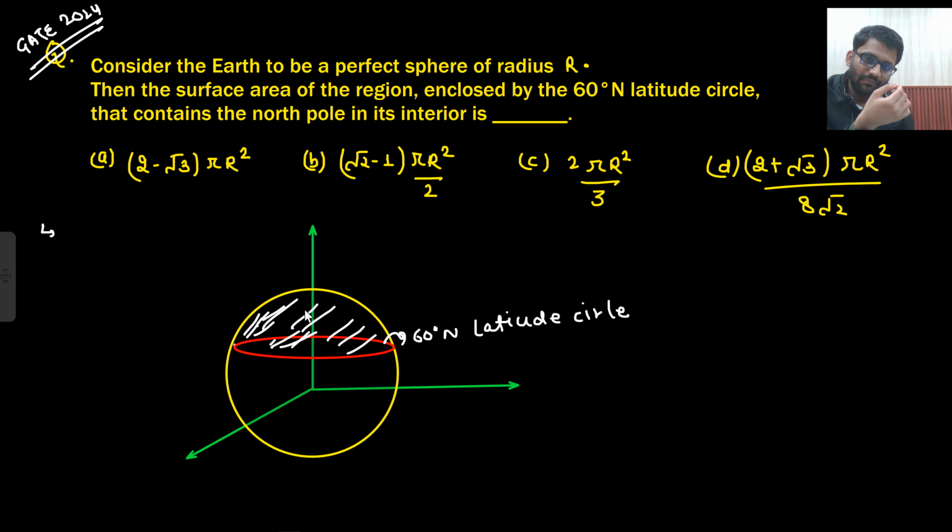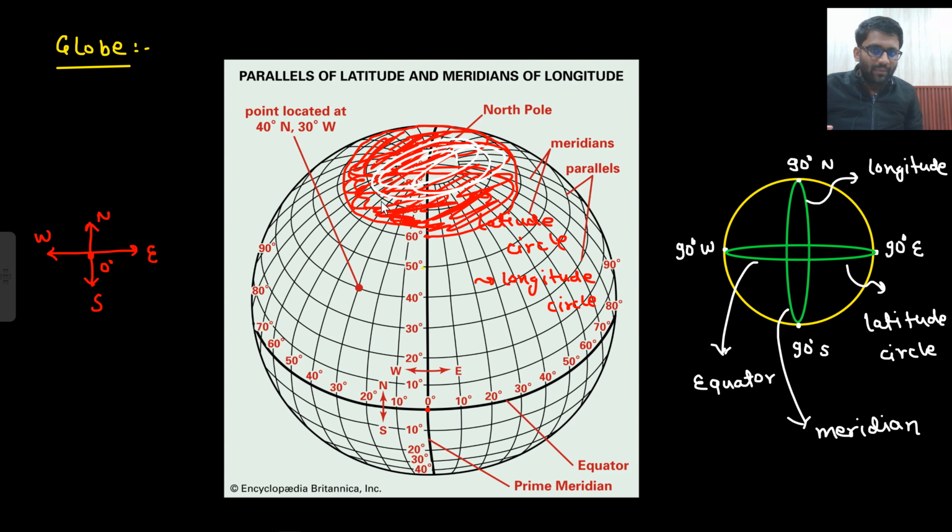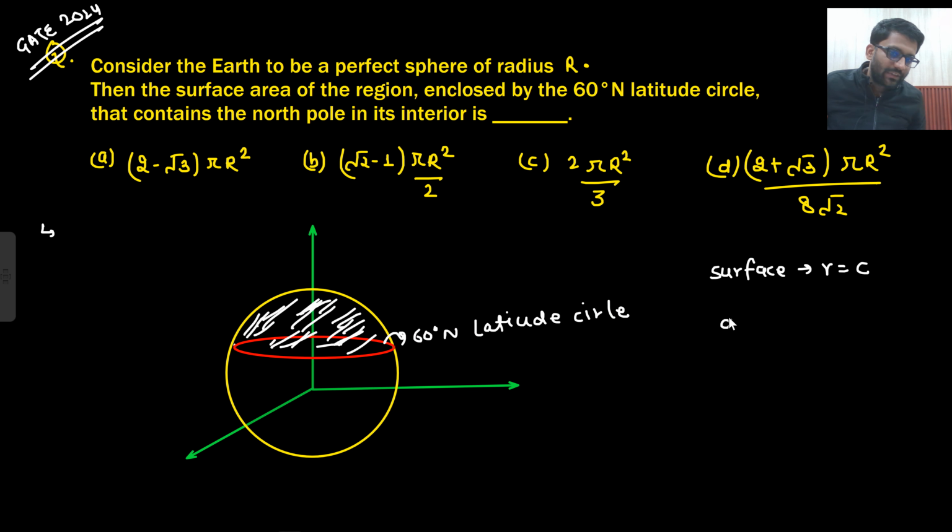Say yes or no. So I need to find the surface area. What is my surface here? My surface is r equals constant, because if I rub my hand here, that is an r equals constant surface. Here theta is changing, here phi is changing, but r is constant. So the surface area will be in the direction of a_r cap, and it will be r squared sin theta d theta d phi a_r cap.